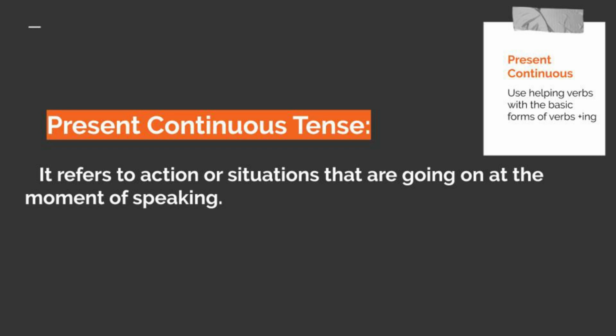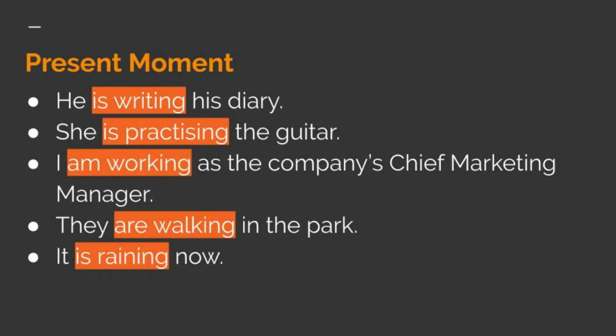Let's look at it in a little more detail. The present moment: He is writing. Here you see the verb write has taken the suffix ing. So ing gets added to the verb, and you can see another thing, that there is the helping verb is. Here the main verb needs the support of the state of being words, the auxiliary verbs or the helping verbs, right? So, he is writing his diary. Similarly, look at the second one: She is practicing the guitar. Practice becomes practicing, and the helping verb is.